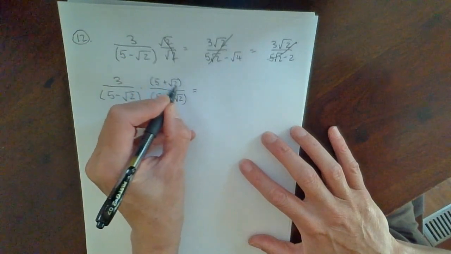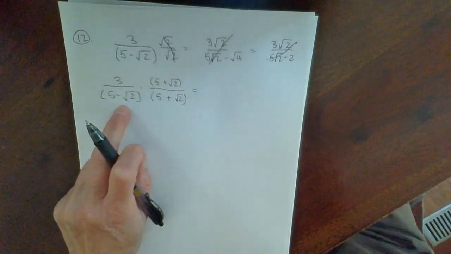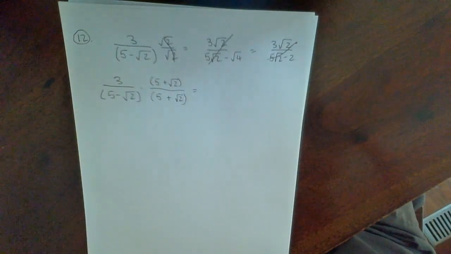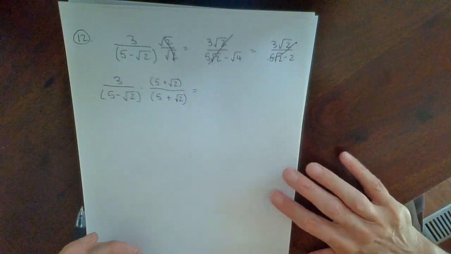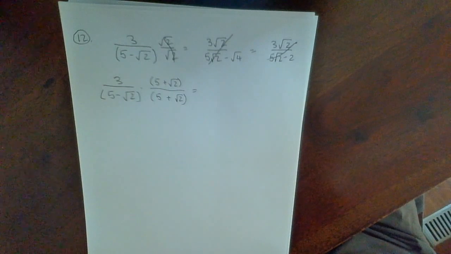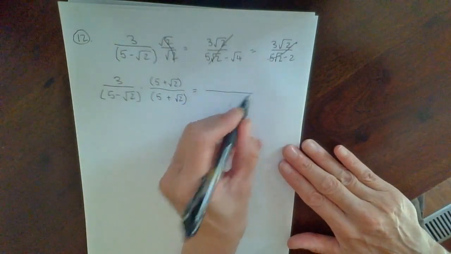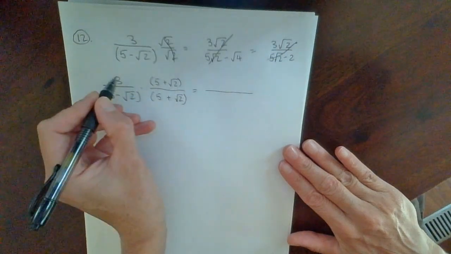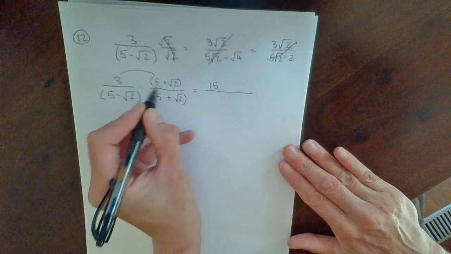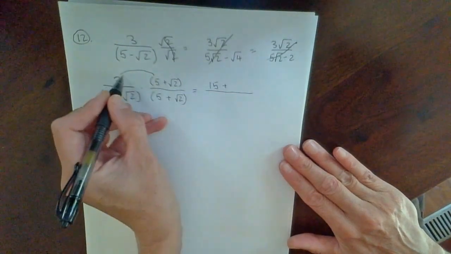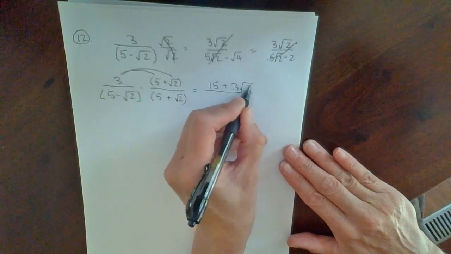So that's the first trick. You need to learn how to know what to multiply by. And this works because of how difference of two squares multiply. But a lot of people who got that right then didn't get the multiplication correct. Let's see. 3 times this, I have to distribute. 3 times 5 is 15, plus 3 times root 2 is 3 root 2.